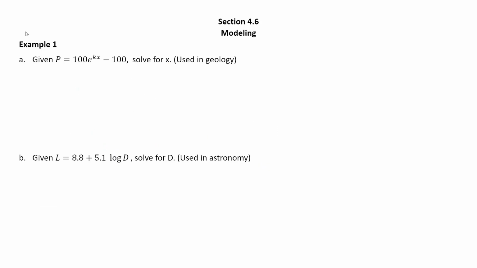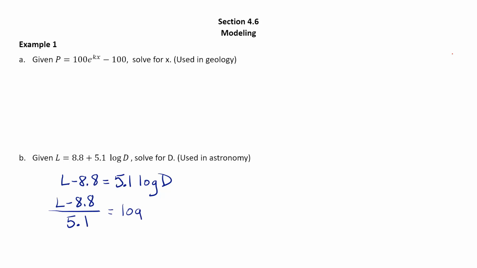Okay, so part B, given L equals 8.8 plus 5.1 log of D, solve for D. Subtract 8.8 on both sides, and then we can divide by 5.1 on both sides. And then we can change this to exponential form. We've got a common log on the right, so the base is 10. So 10 raised to the L minus 8.8 over 5.1 is equal to D, and that's what D is.